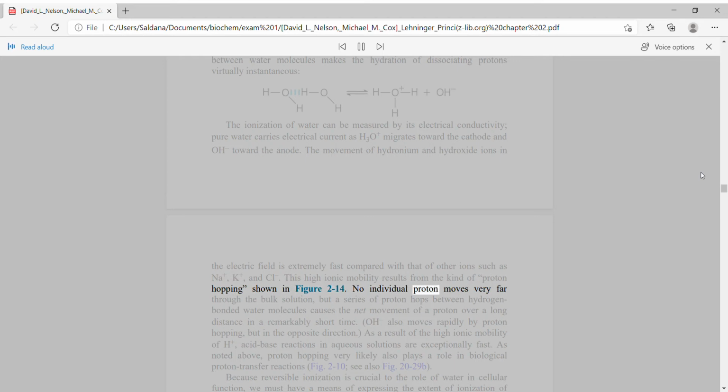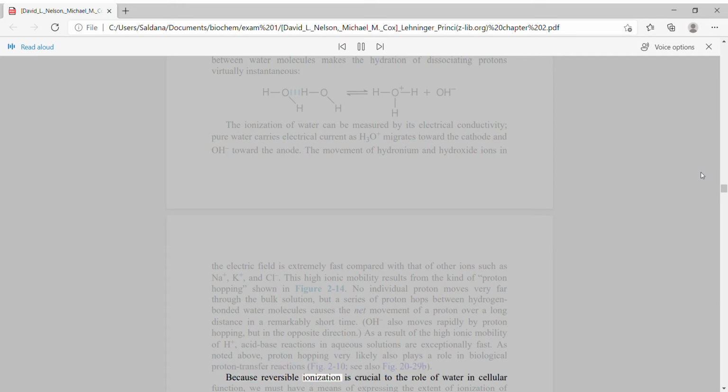No individual proton moves very far through the bulk solution, but a series of proton hops between hydrogen-bonded water molecules causes the net movement of a proton over a long distance in a remarkably short time. OH- also moves rapidly by proton hopping, but in the opposite direction. As a result of the high ionic mobility of H+, acid-base reactions in aqueous solutions are exceptionally fast. As noted above, proton hopping very likely also plays a role in biological proton transfer reactions, Fig. 2-10, see also Fig. 20-29b.